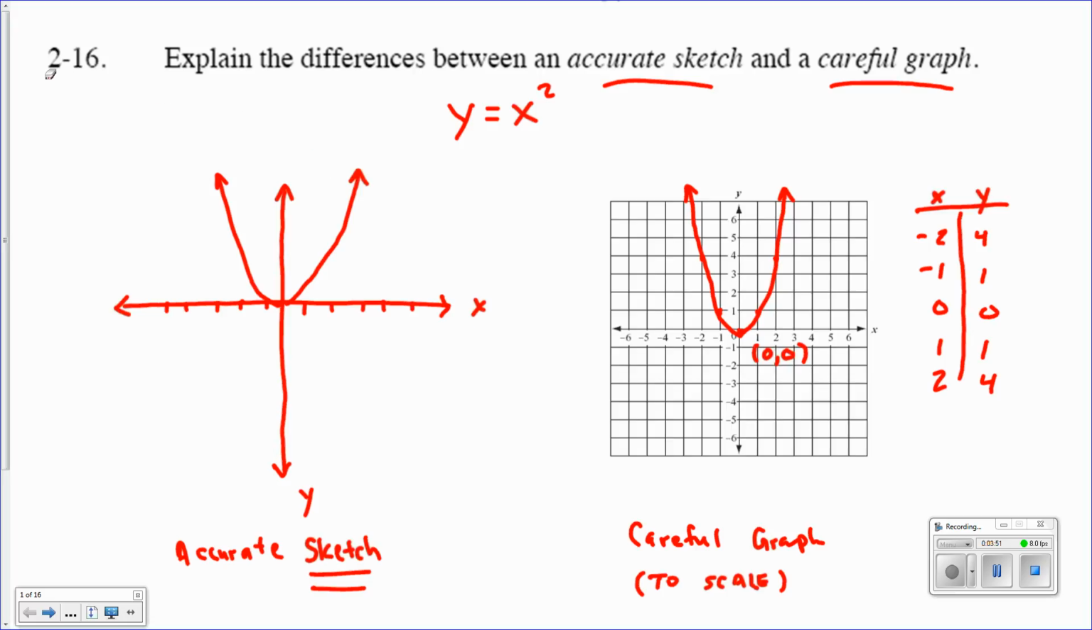If you have questions about whether or not you're supposed to do an accurate sketch or a careful graph, make sure you ask your teacher.